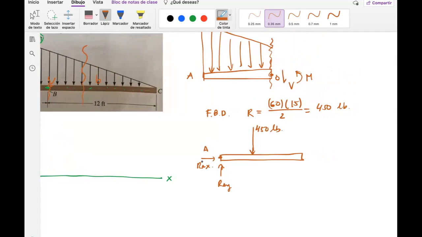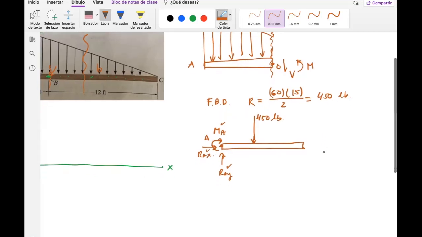And there's also another reaction happening at the wall, and this one is a moment. So I'm going to call it moment A, because otherwise this thing will maybe turn one way or try to spin the other way. So when you see an attachment or cantilever, which is a technical word for how this thing is attached, you need to put three reactions over here: the vertical part, the horizontal part, and also a moment that prevents the beam from going up or down.